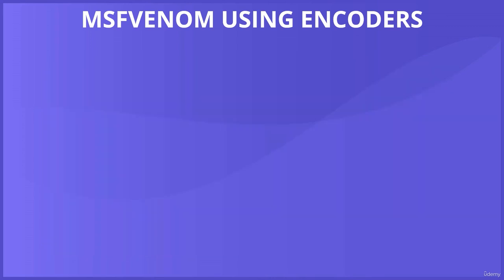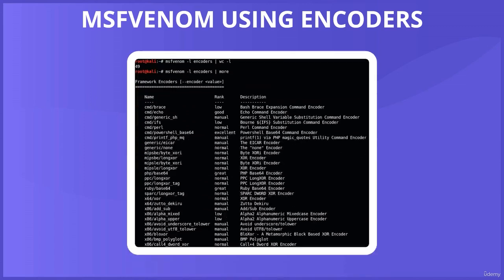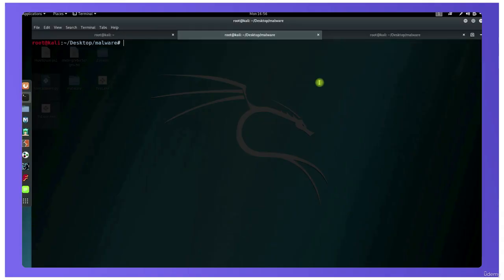Now, different encoders are used for different platforms. MSFvenom also has an option to iterate the encoding process. What I mean by that is it allows for multi-encoding. I'll show you by example. To create an encoded payload, you need to specify the E parameter, and then to iterate the encoding several times, use the I parameter.